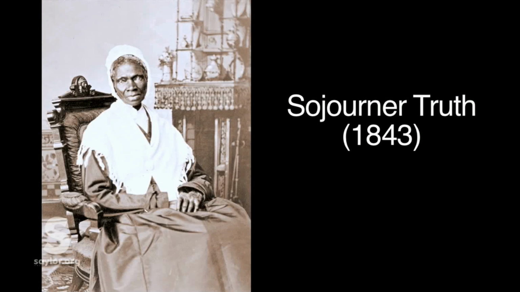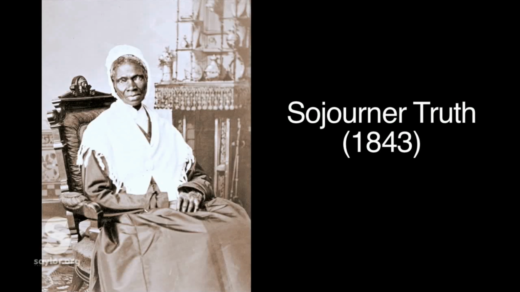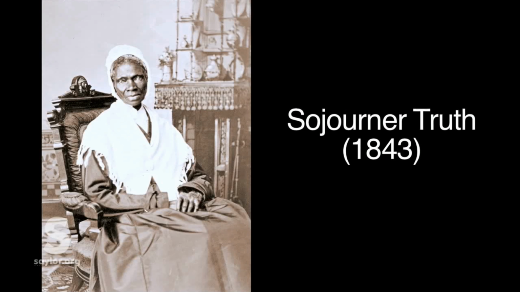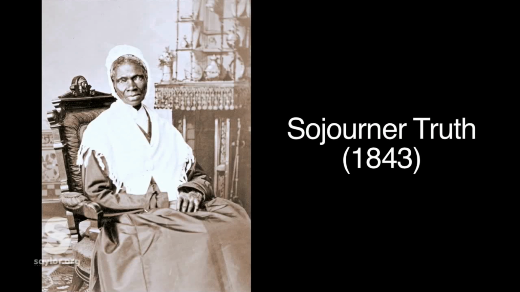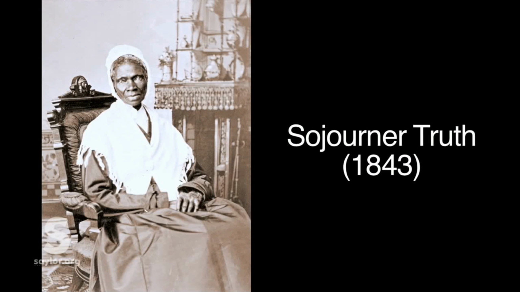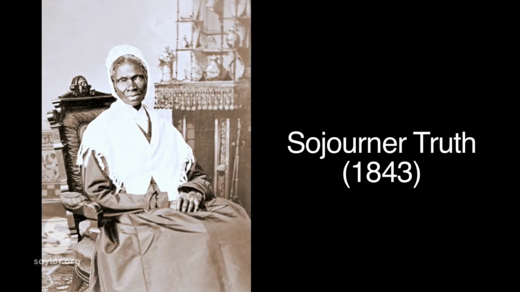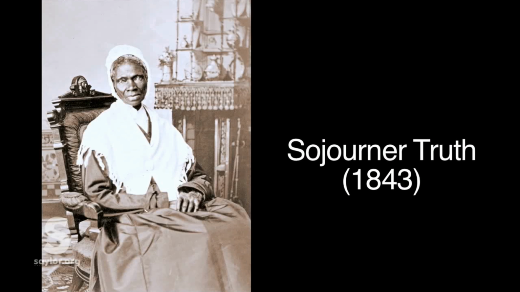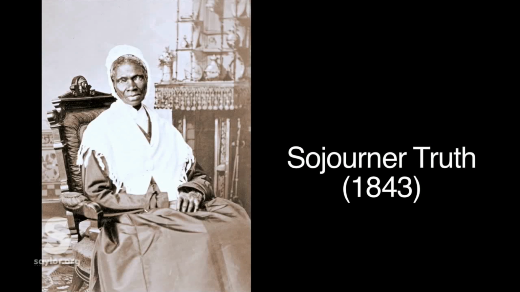Now, in 1843, she had a religious experience, and she believed that God was calling upon her to spread the word about the evils of slavery. And she changed her name. Sojourner Truth was not her birth name. Sojourner means traveler. Truth meant she was going to travel around and spread the truth of the evils of slavery. And she became very active in speaking, especially to women, about the terrors and evil of the institution of slavery.